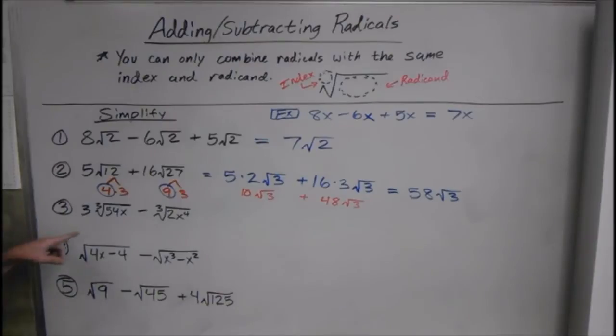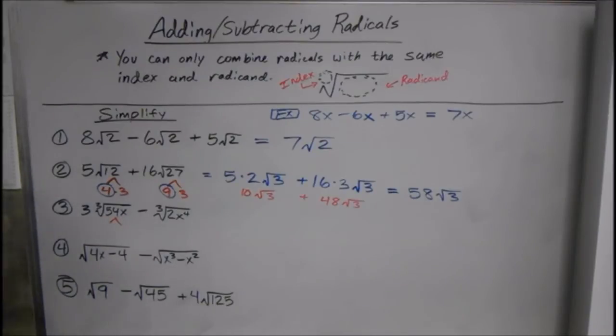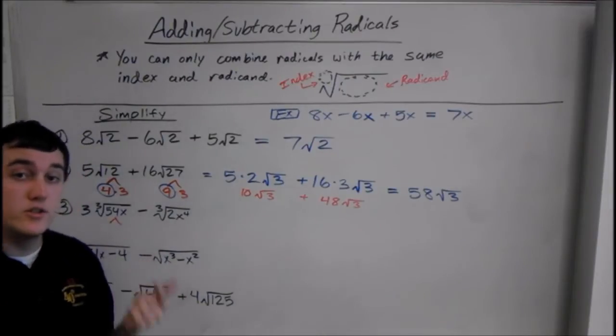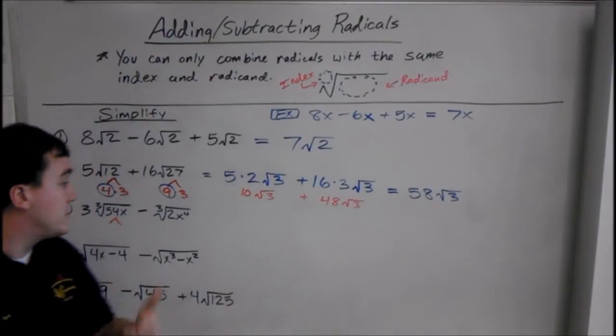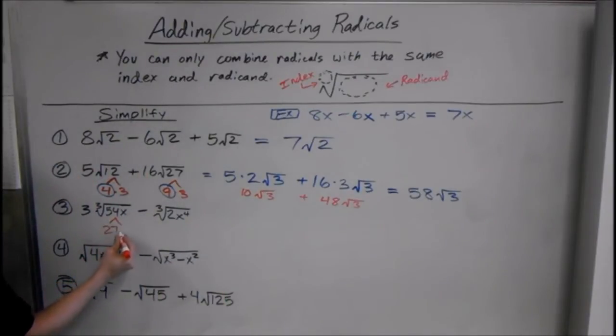Next one. Same thing, but we have a cube root. So we do have to break out 54 into perfect cubes. Notice these are perfect squares: 4, the square root of 4 is 2, the square root of 9 is 3. This is a cube root, so we have to break it up into perfect cubes. We have 1 cubed is 1, 2 cubed is 8, 3 cubed is 27. 27 will go into 54. 27 times 2.